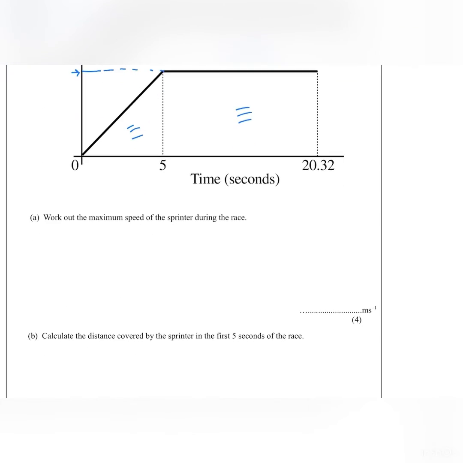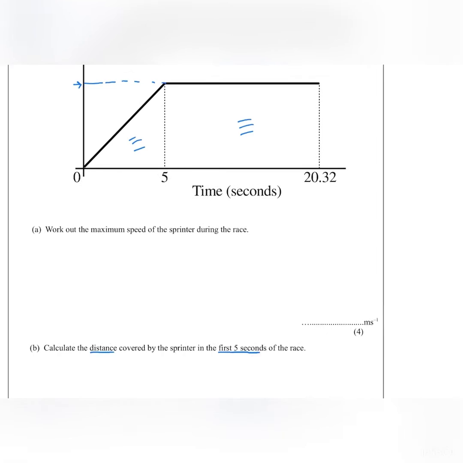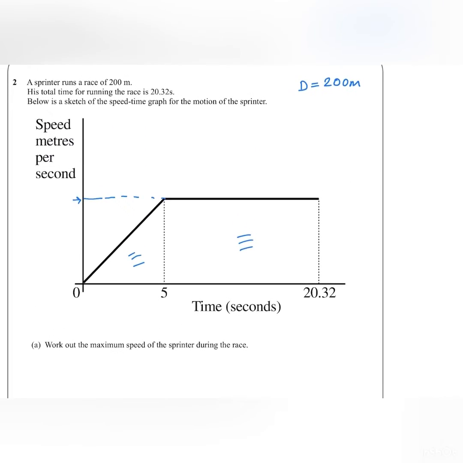Now the second question says calculate the distance covered by the sprinter in the first 5 seconds. So distance covered means we need to find the area of this triangle, and that will give us the distance covered in the first 5 seconds.